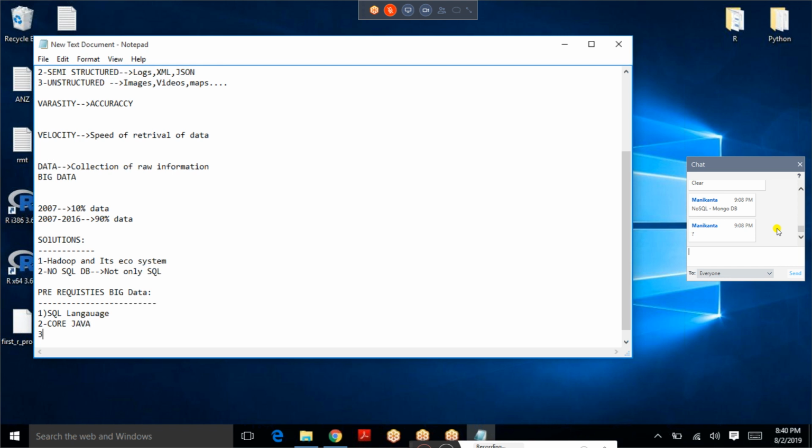And the next thing you need to know if you want to learn big data is the Linux commands. So we need to know how to write SQL queries, we need to know core Java, and we need to know Linux commands. All these things will come together and you're going to learn big data as a whole.